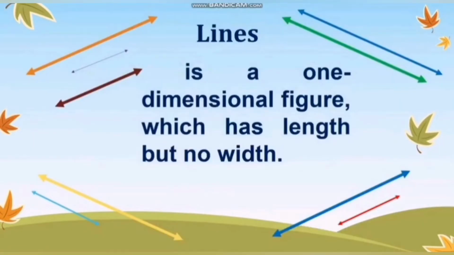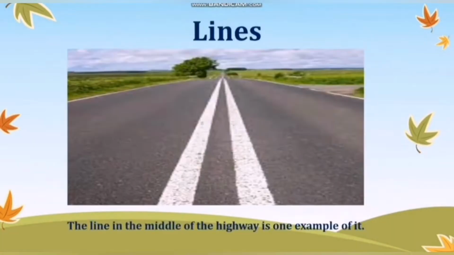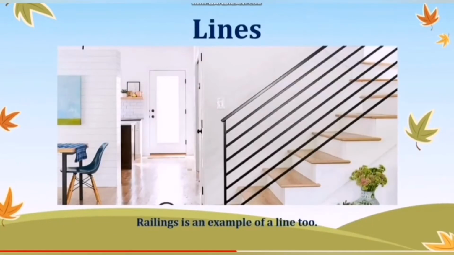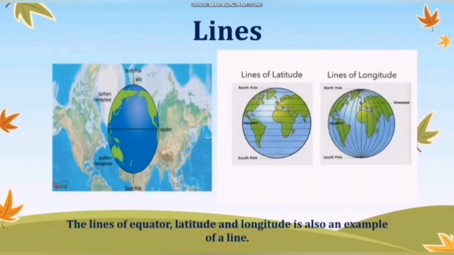A line is a one-dimensional figure which has length but no width. The line in the middle of a highway is one example of it. Railings are an example of a line too. The lines of the equator, latitude, and longitude are also examples of a line.